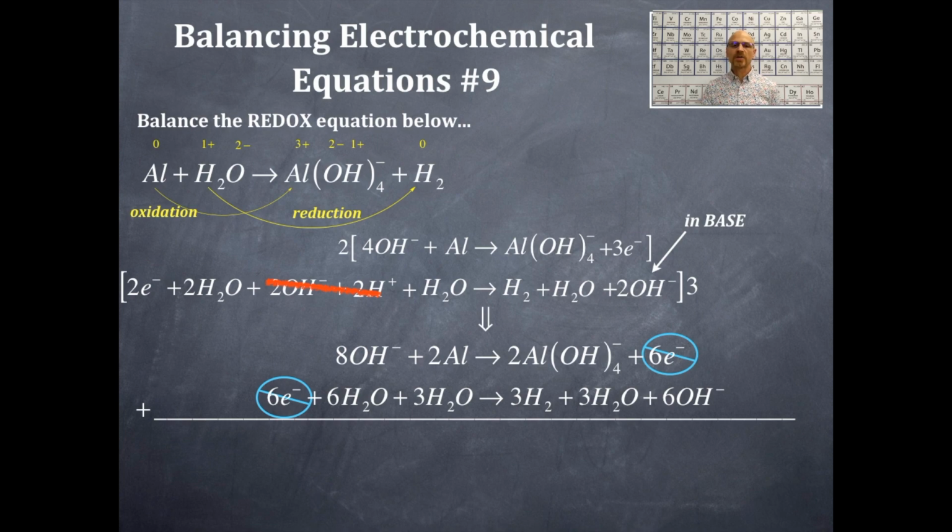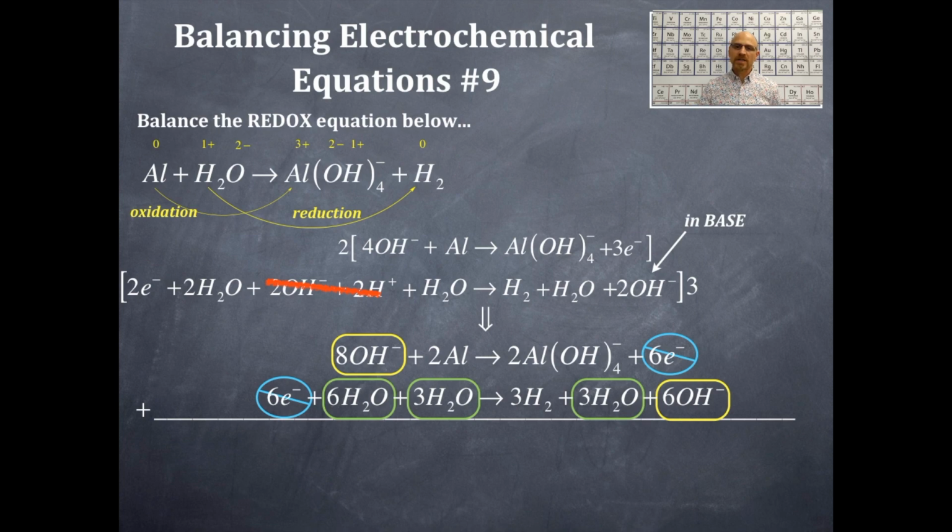Okay, are there any other things that are similar on opposite sides or on the same side that I can combine? And yes, there are. There are hydroxides. They're on opposite sides. So there are 8 hydroxides on the reactant side and 6 on the product side. So there's going to be a net 2 hydroxides on the reactant side. There's also something else that's similar, and those are the water molecules. I have a total of 9 waters on the reactant side and a total of 3 waters on the product side. So I will have a net of 6 waters on the reactant side.